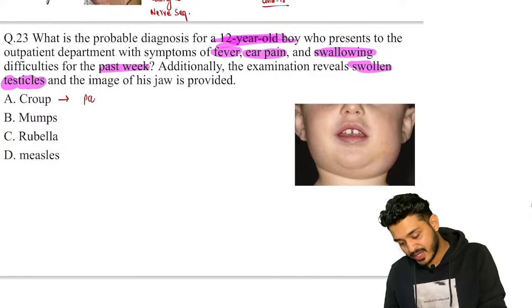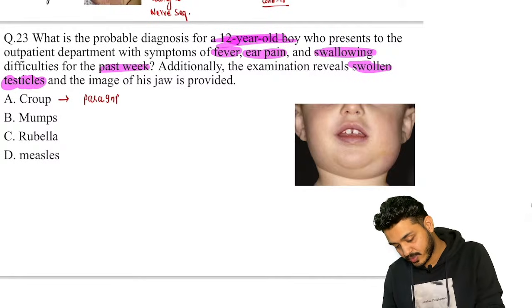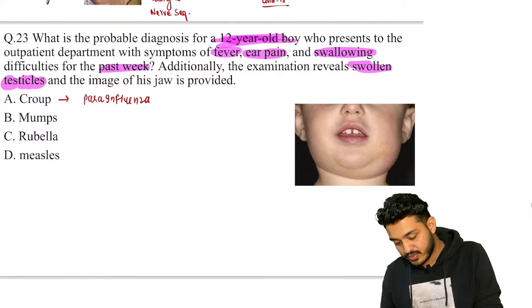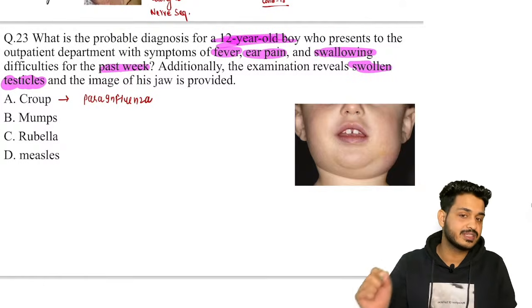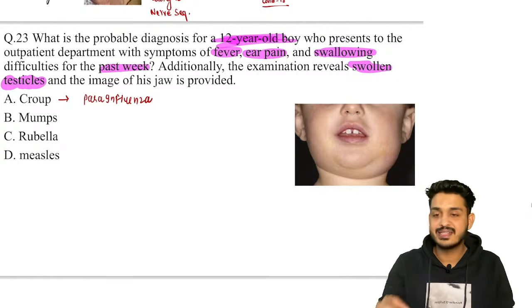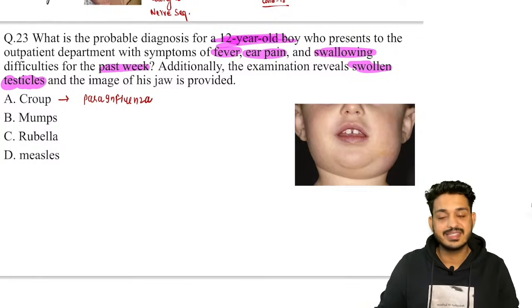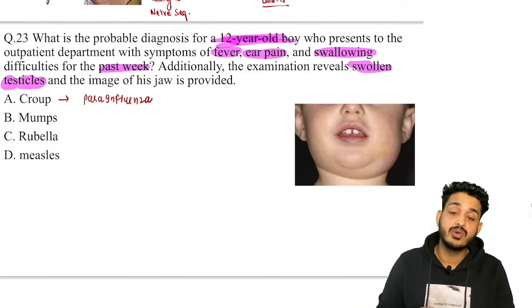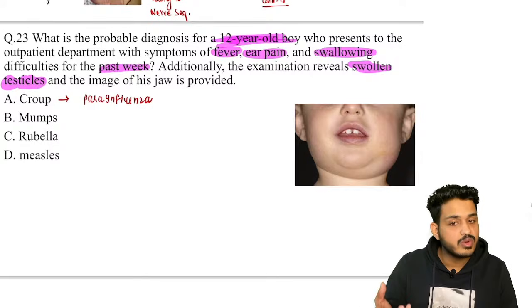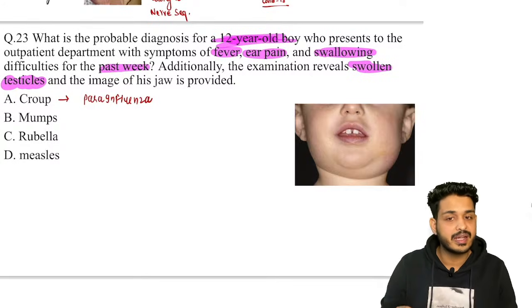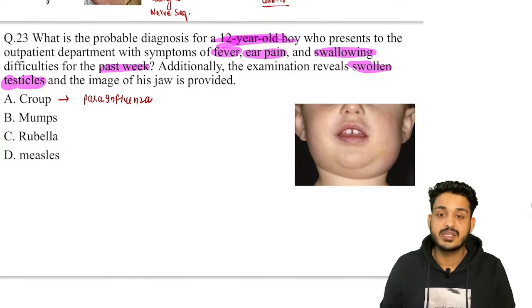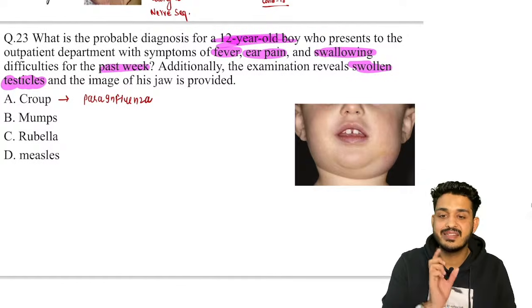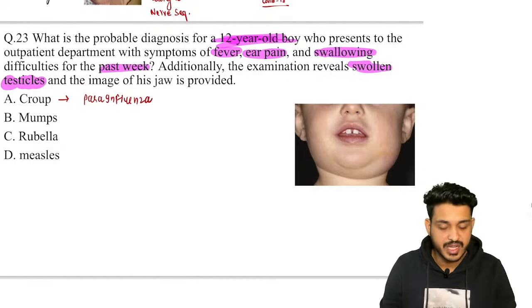Croup is due to a virus, and the name of the virus is going to be what? Para-influenza. Don't confuse it with the influenza. Influenza virus is a different thing. Para-influenza virus is a different thing. Apart from that, you are also having Haemophilus influenza, which is a bacteria, and for that bacteria we are having a vaccine also, that is Haemophilus influenza B vaccination in the national immunization schedule.